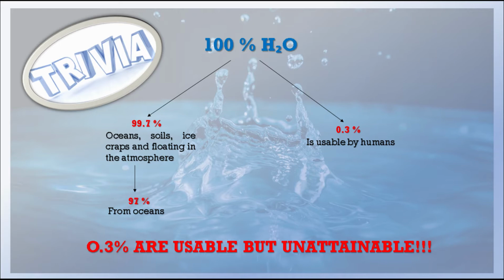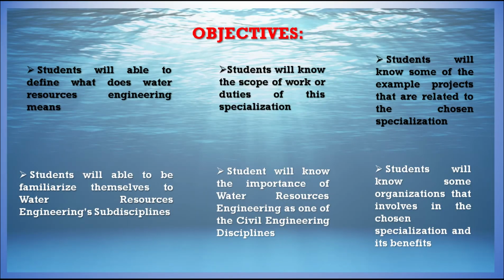Therefore, 0.3% is usable but unattainable. And this phrase is one of the biggest challenges to the topic that we will discuss for today. So the topic that we will discuss for today is about water resources engineering.